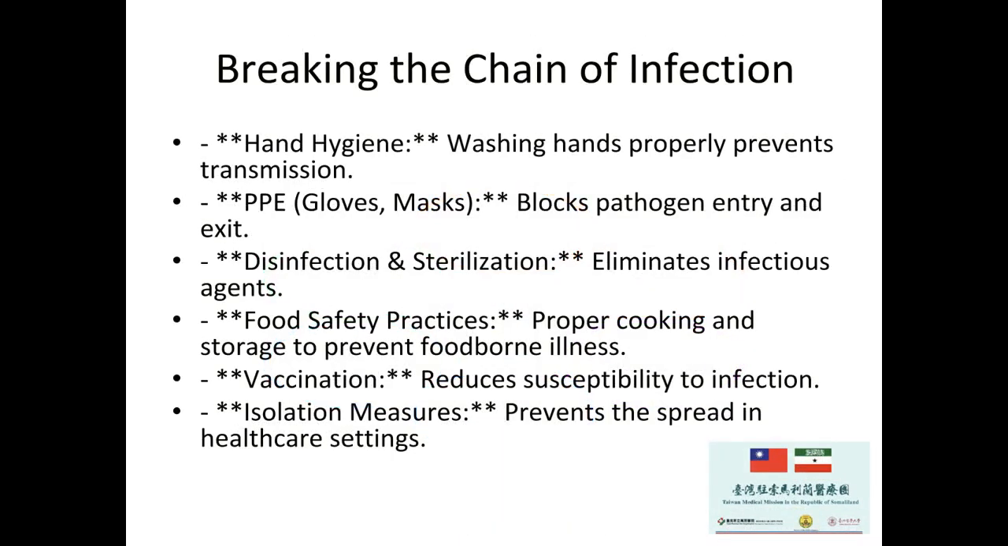Breaking the chain of transmission depends on the mode of transmission and the characteristics of the disease. For example, getting the COVID-19 vaccine to build immunity, wearing a mask to prevent inhaling virus-containing droplets, maintaining hand hygiene to block contact transmission, and avoiding needle-stick injuries to prevent bloodborne infections.